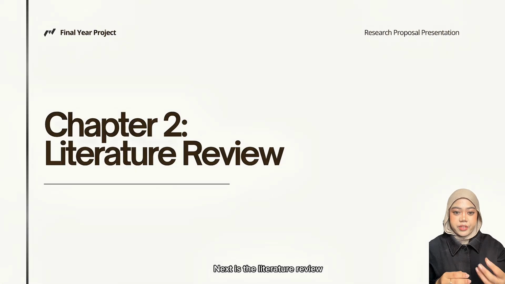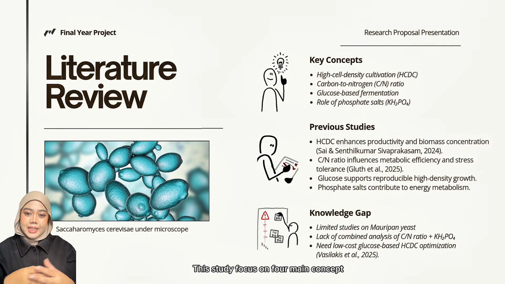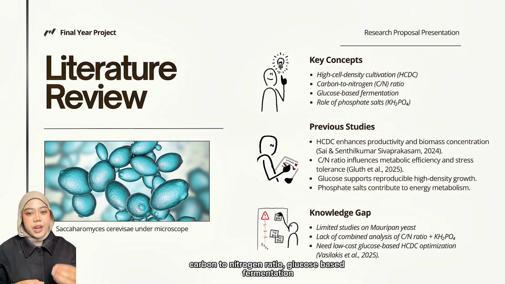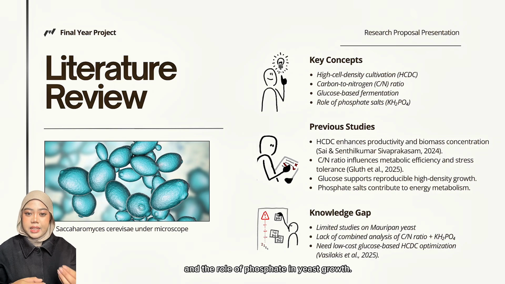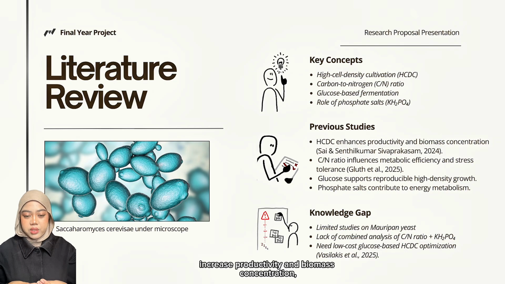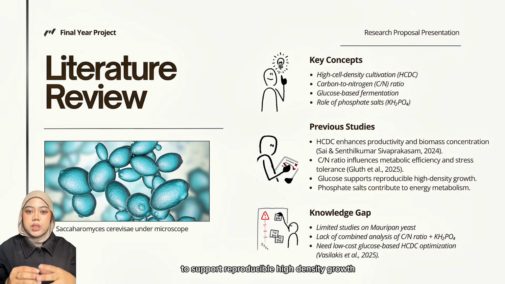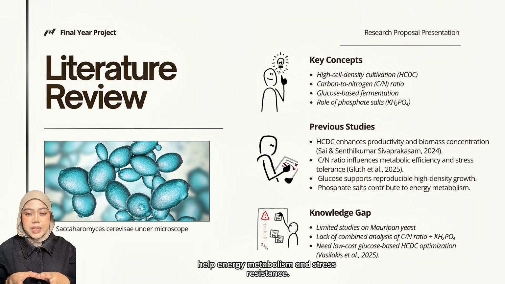Next is the literature review. This study focused on four main concepts, which is high cell density cultivation, carbon to nitrogen ratio, glucose-based fermentation, and the role of phosphate in yeast growth. Previous studies show that HCDC increases productivity and biomass concentration, CN ratio controls metabolic efficiency and stress tolerance, and glucose is proven to support reproducible high-density growth, and also phosphate helps energy metabolism and stress resistance.